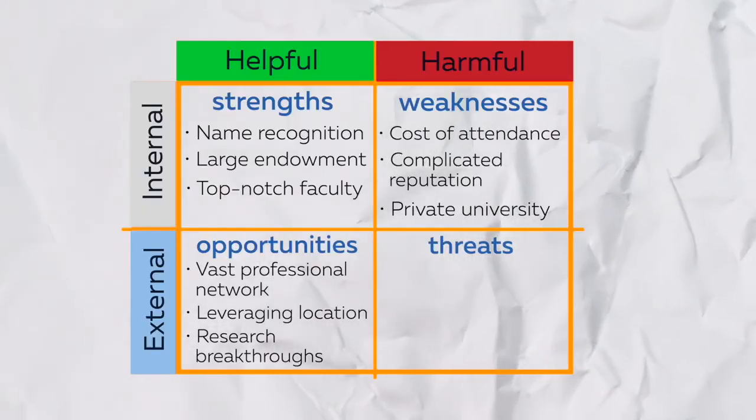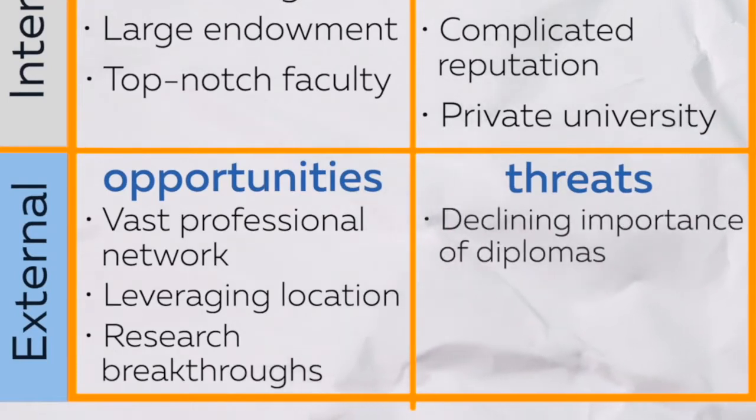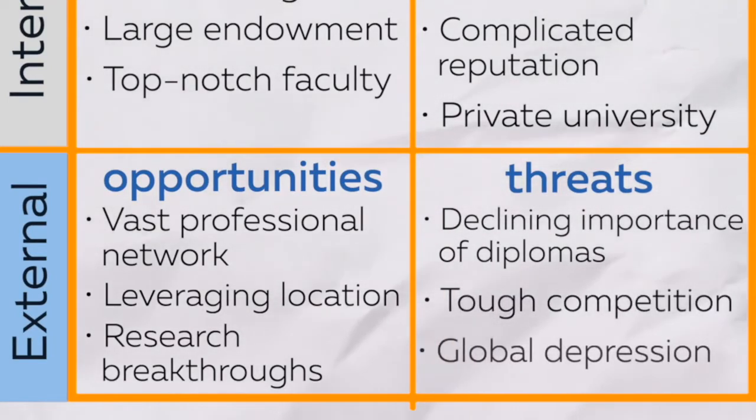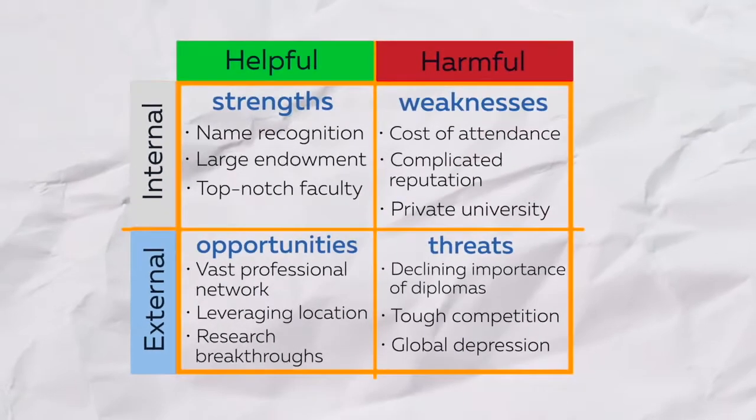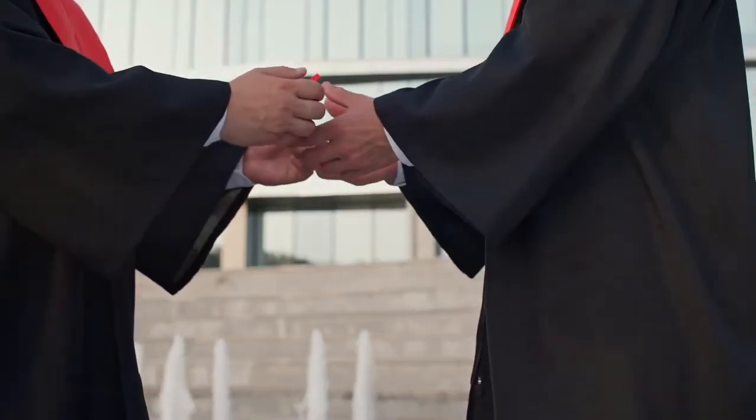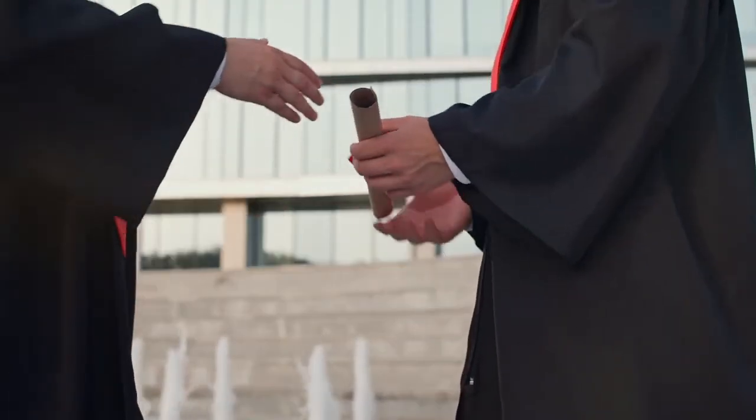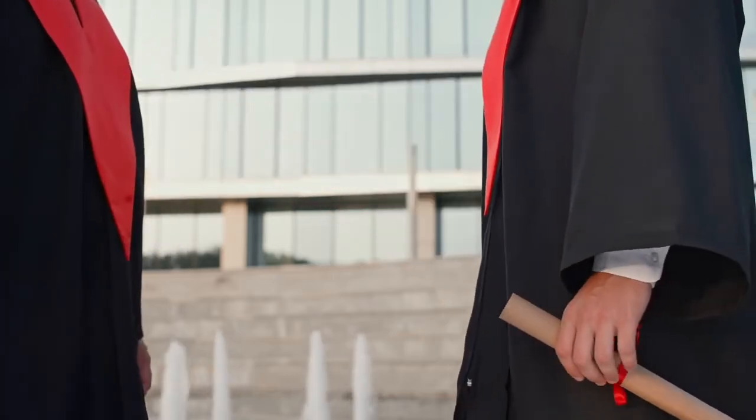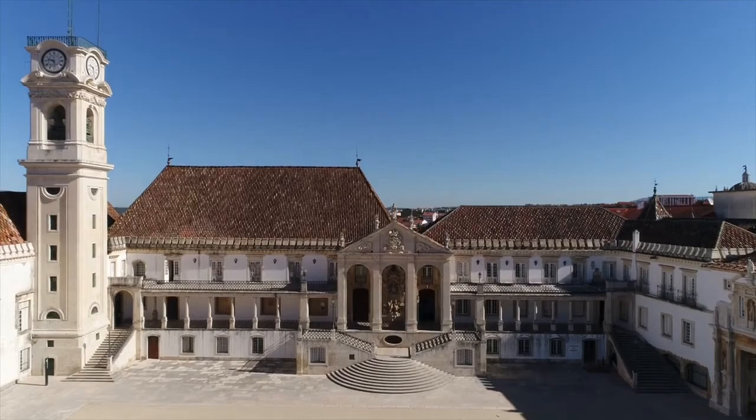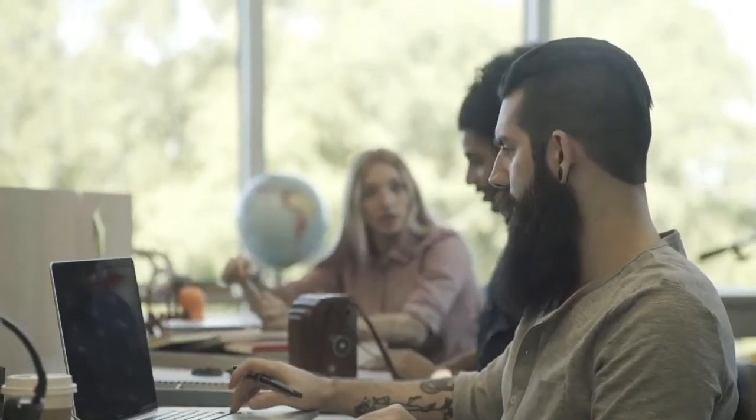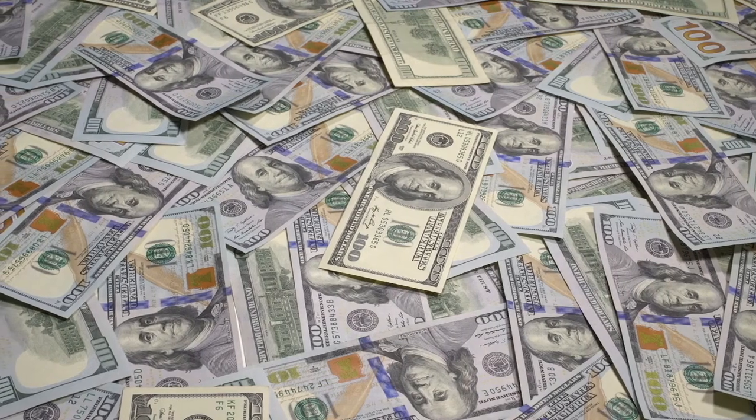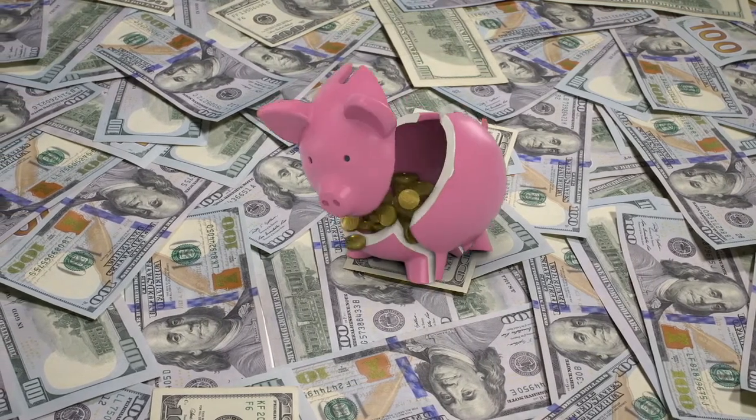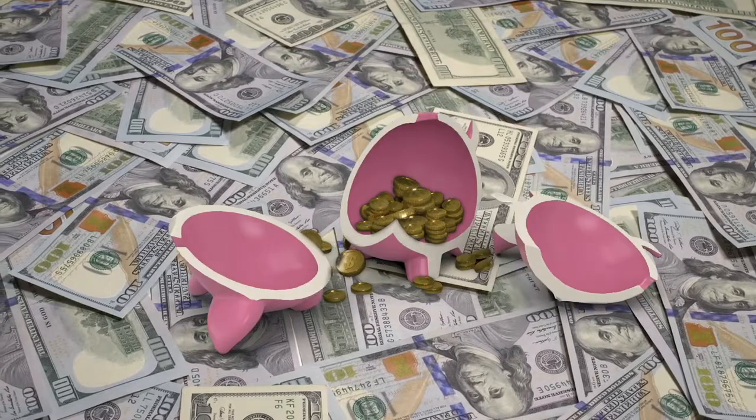Lastly, here are some of Harvard's challenges: declining importance of diplomas, tough competition, global depression. As more and more people change their perspective on the value of diplomas, this could affect the number of students who want to attend Harvard. Harvard could also run into universities that offer a similar or better level of education at lower prices. And while Harvard is the world's richest university, a global depression could send the value of its endowment plummeting.